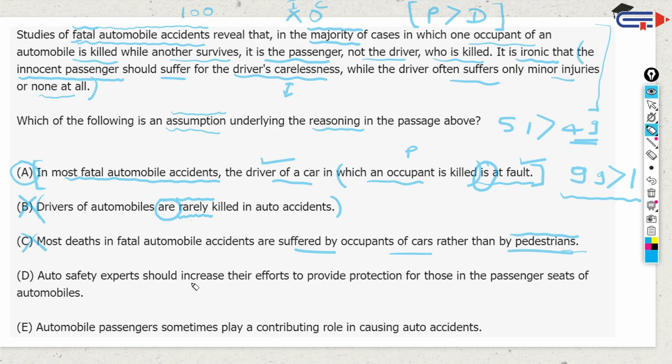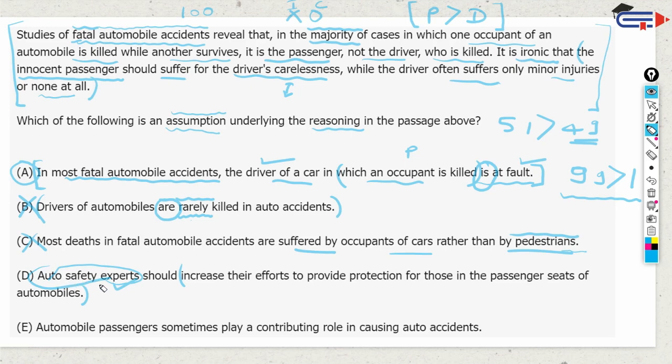Auto safety experts should do something. Okay, this is pure statistics, right? What an expert should believe or not believe. Should that be true? This is an expectation from an entity, auto safety experts. Let's not even read this. Auto safety experts should do something. Does that have to be true for the argument to hold? The argument is completely statistical, right? So it doesn't have to be. So that's one way to look at this. But let's still move on.